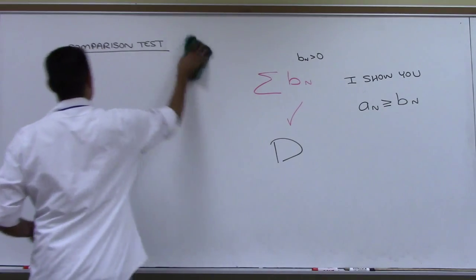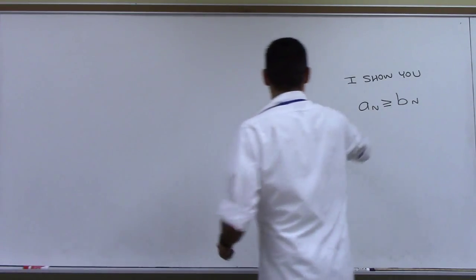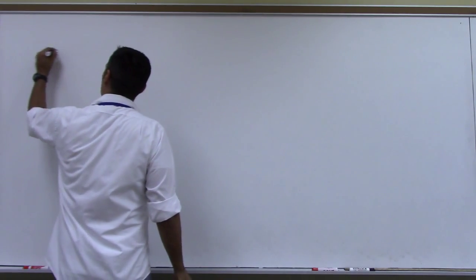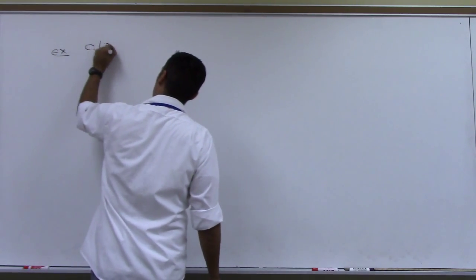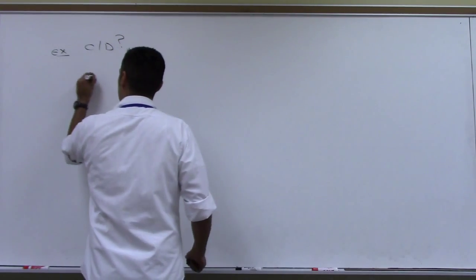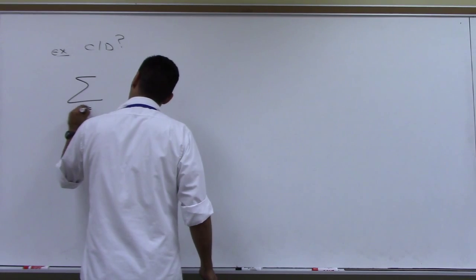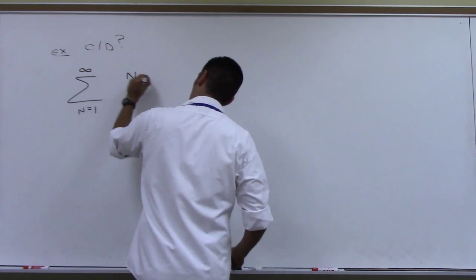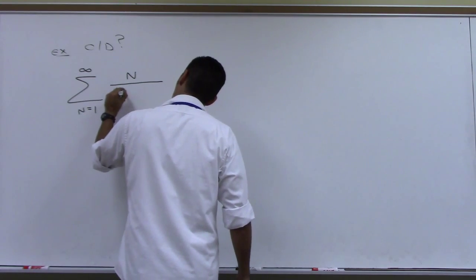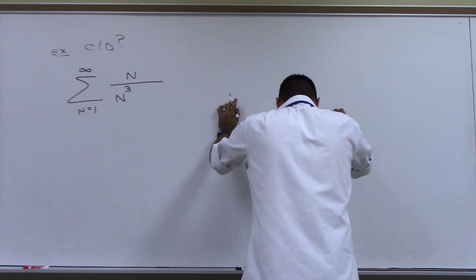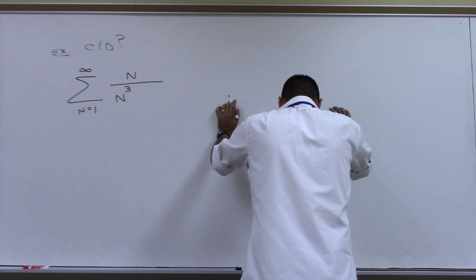Are you ready? Okay. I know you're ready, so here we go. Converge or diverge? The sum from n equals 1 to infinity of n over n cubed. Hold on.